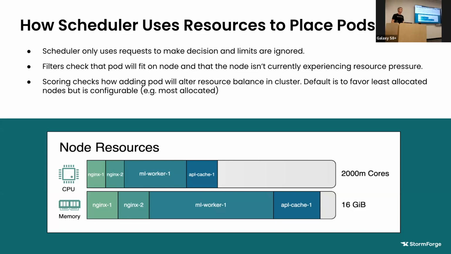But that means if you're not setting requests, you're also not giving the scheduler a steer, and it may put pods which need a lot of resources all on the same node because it has no idea how much they actually need.